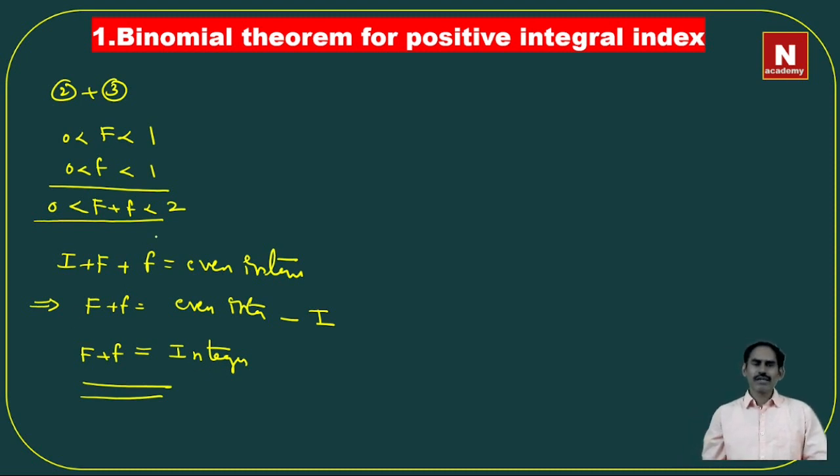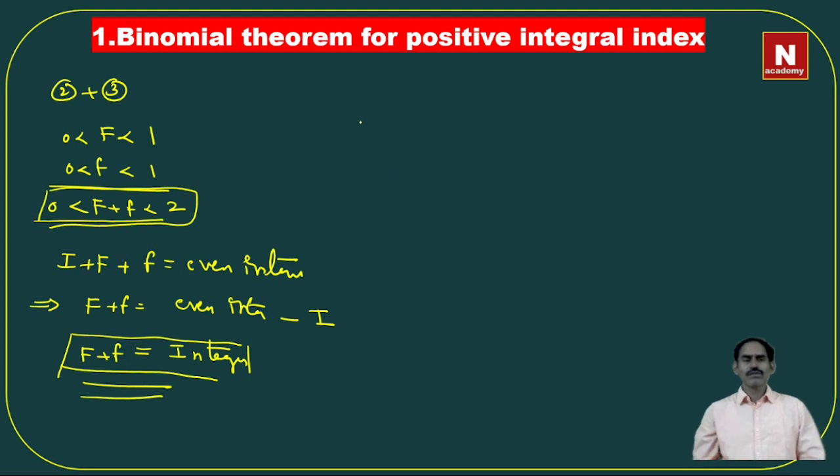So next, observe these two. Capital F plus small f is an integer and it lies between 0 and 2. So the only integer between 0 and 2 is 1. Therefore, capital F plus small f value will be 1.